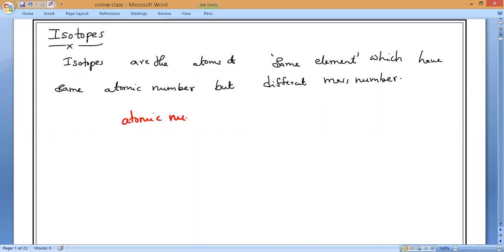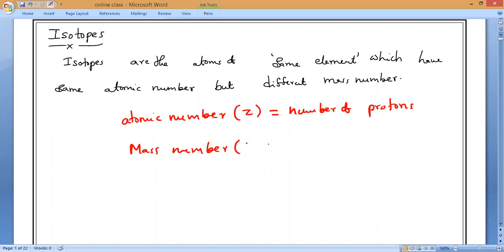So atomic number, we all know, is equal to what, guys? Number of protons. Understanding? Number of protons. And in the same way, what is the mass number? Mass number means what? Number of protons plus number of neutrons.